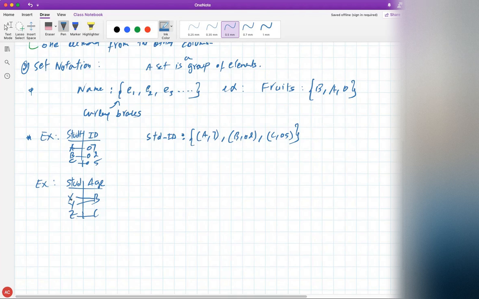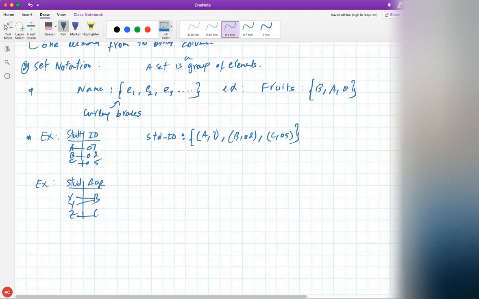They are x, y, z in the first column, right? Each one has one line. So this is fine. There's no problem unless you see one with two lines. If you see one element with two lines or more, that would make it not a function. So this is a function.